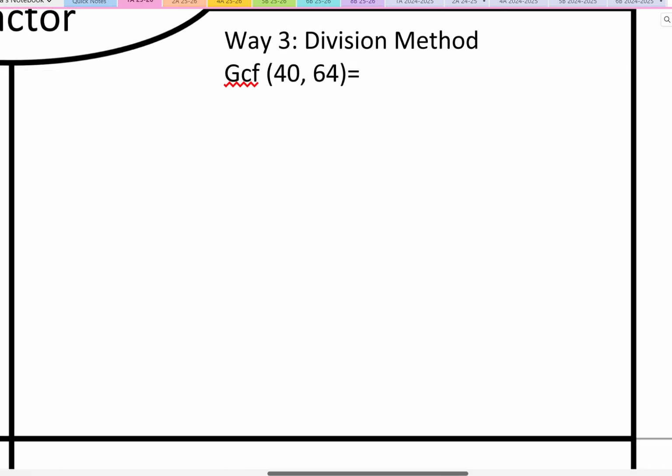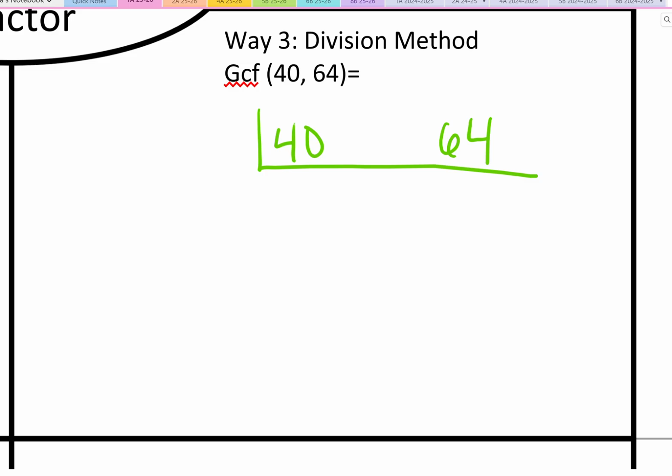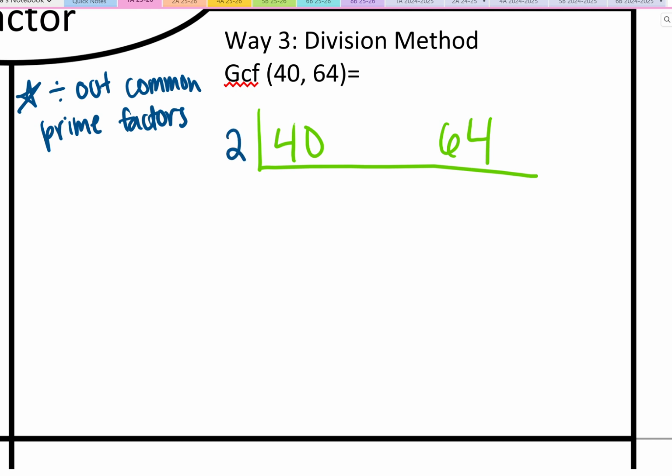And the last way for this video is the division method. So for the division method, we are trying to divide out any common factors. So I have 40 and I have 64. I'm trying to divide out any common factors. So we're going to divide out common prime factors. So I see 40 and 64. I know that I can divide out a 2 really easily, and that's going to give me 20, and that's going to give me 32.